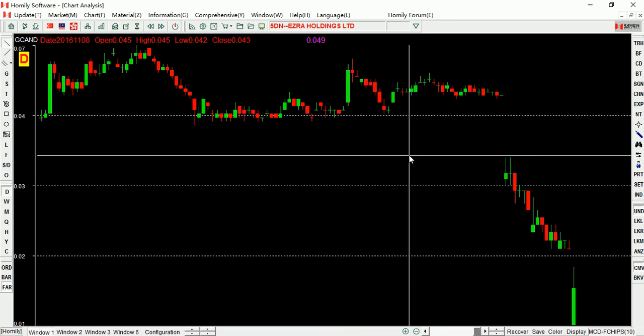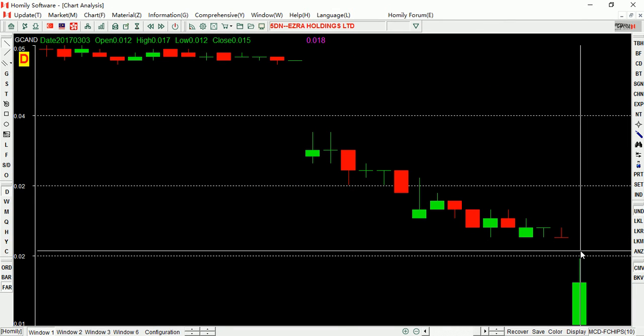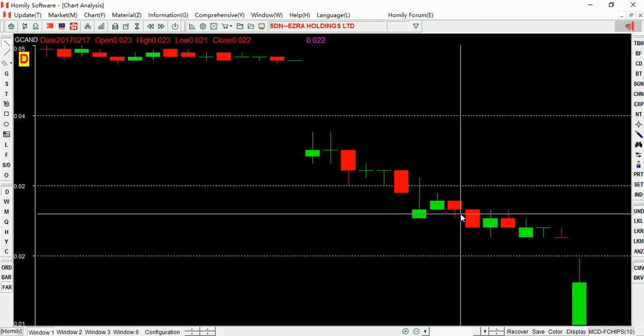Daily chart, if you bought yesterday, maybe you can earn money, right? But if you buy here, you will lose money. So it depends on your buy point.